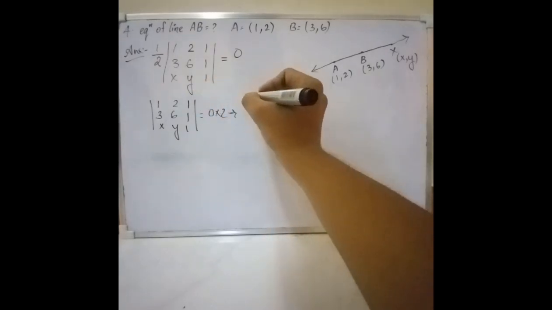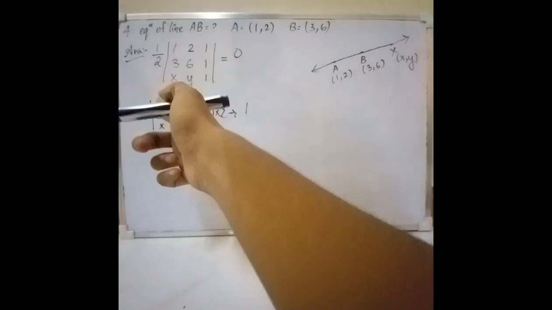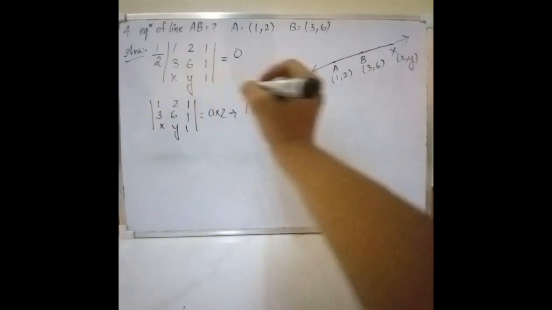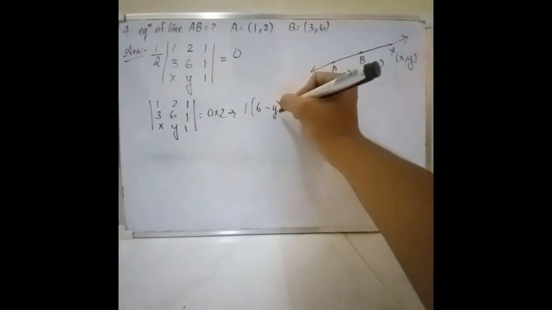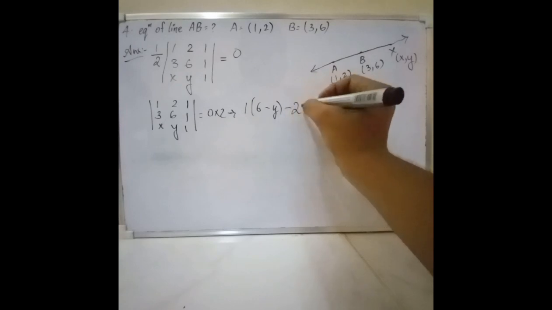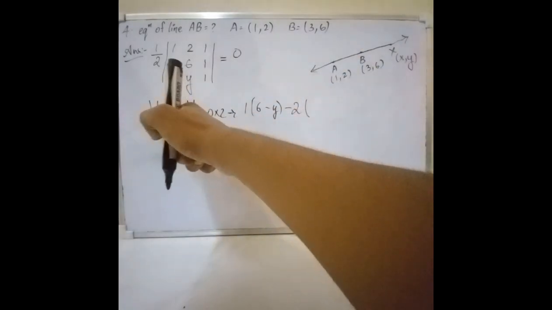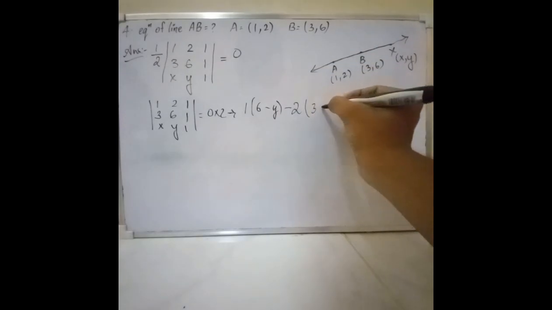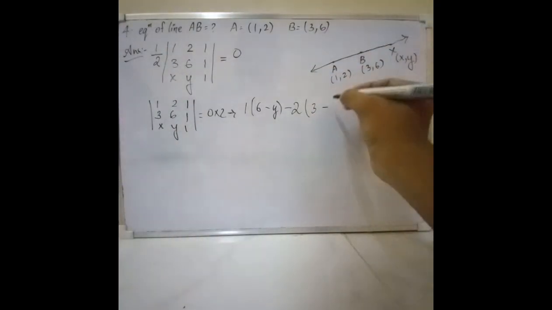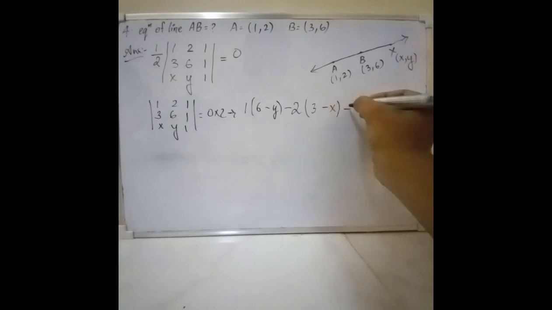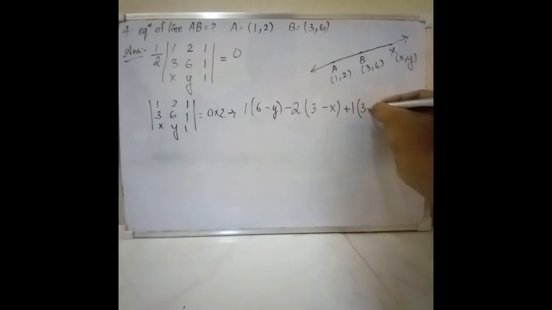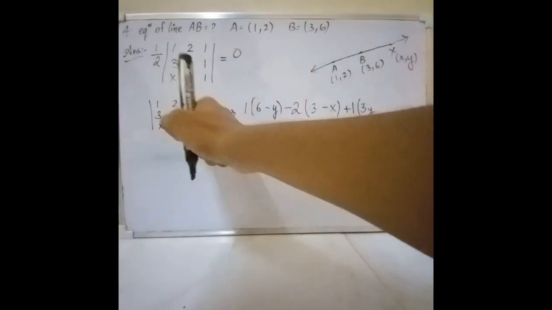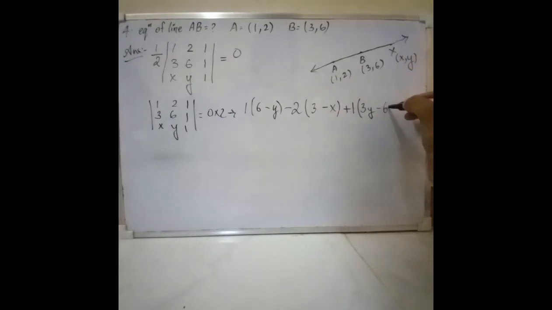Now do the determinant. 1 into 6 into 1, 6 minus y into 1 would be y. Now second element is negative 2, then 3 into 1 would be 3 minus x into 1 would be x, plus third element 1 times 3 into y would be 3y, then x into 6 would be 6x, and this has to be equal to 0.